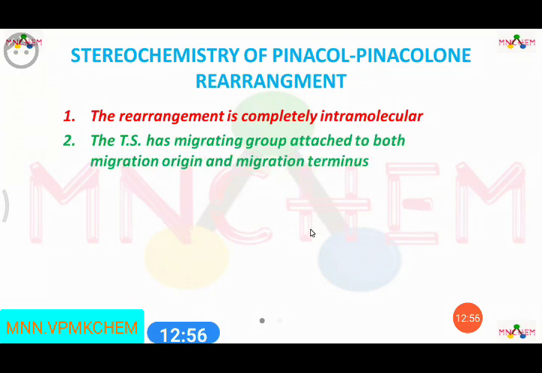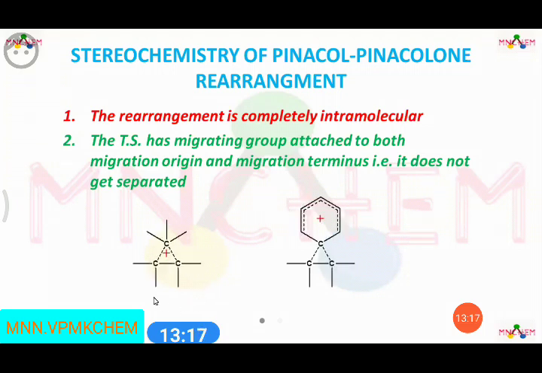The transition state involved in this Pinacol-Pinacolone rearrangement has the migrating group attached to both the migration origin as well as the migration terminus. During the rearrangement, we can see with these pictures the migrating group. Say this is your tertiary carbon or an alkyl substituent which is migrating, and in the second diagram we can see the migration of an aryl group.